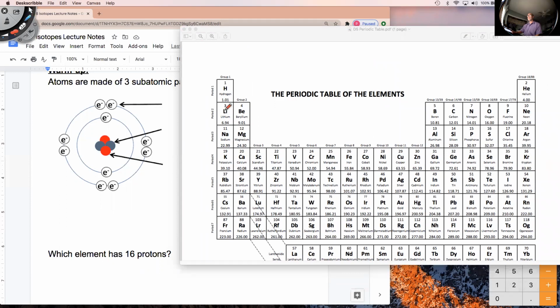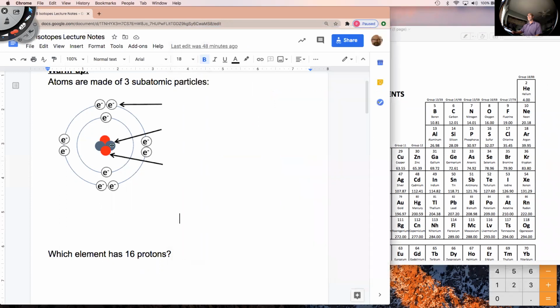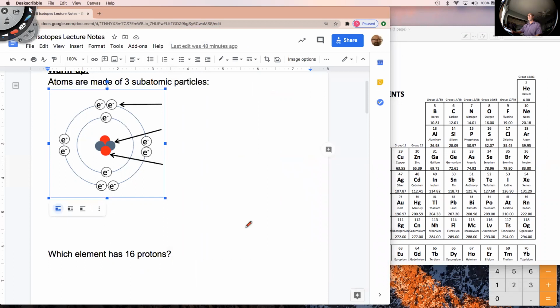So the number of protons equals the element. Now, which element has 16 protons? You can see sulfur has 16 protons. So that would be S, or sulfur.